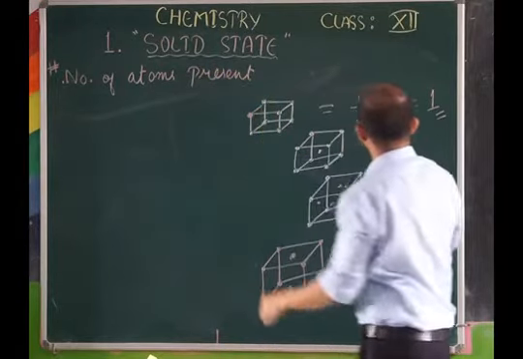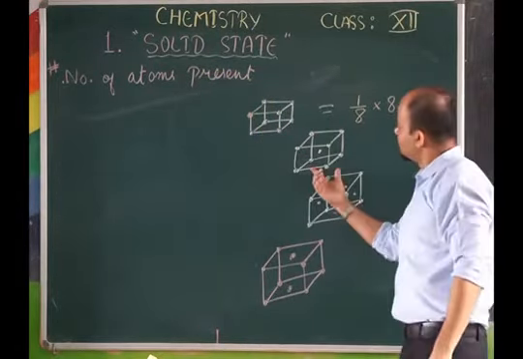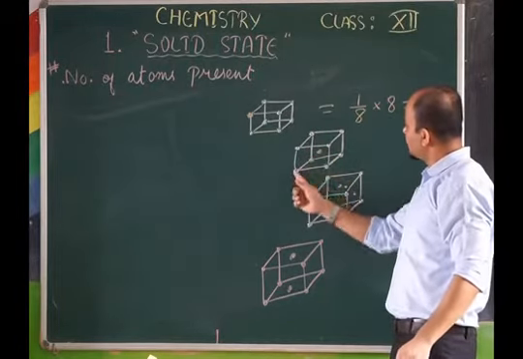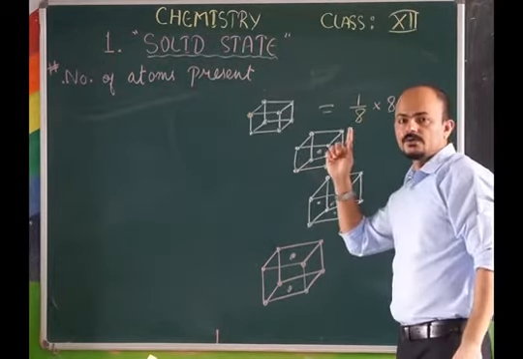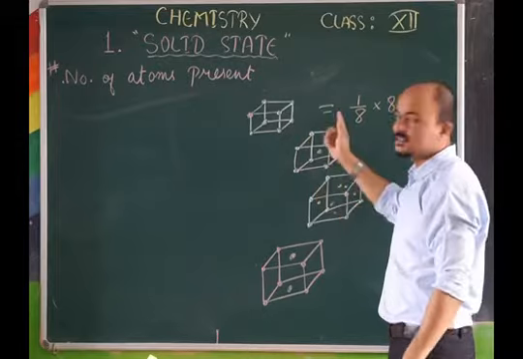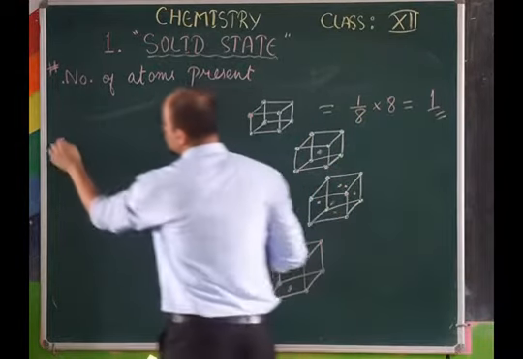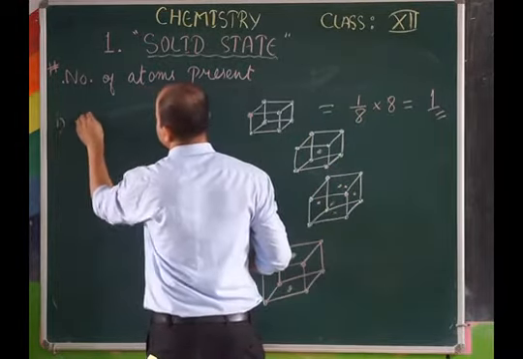So for primitive, you already know it is 1. Similarly here, this is body center. 1 is present at the center. Okay? So you already know the contribution of these 8 constituent particles at the corners. Number 1, it is already 1.